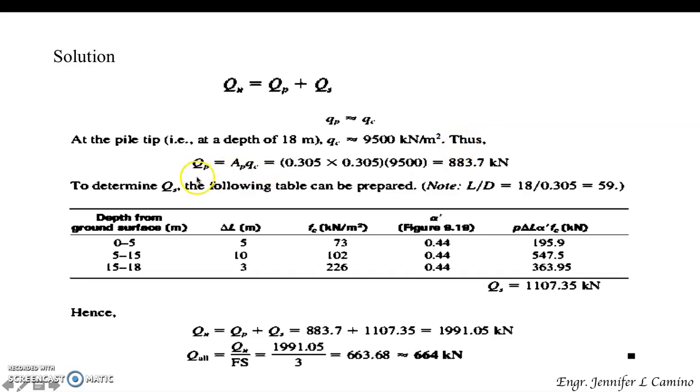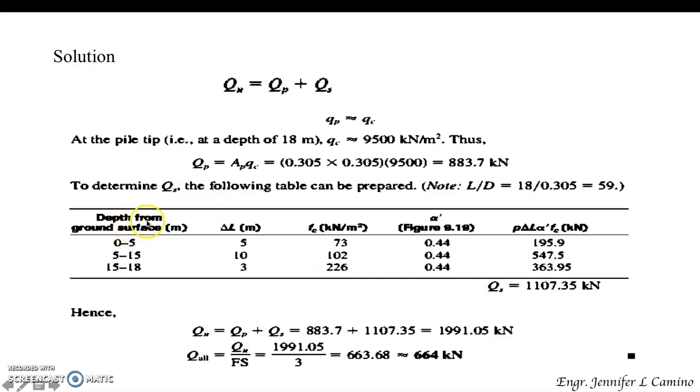So therefore, you can compute now our point bearing capacity equal to this equation. You simply have to substitute the area and our Q sub C. It gives us 883.7 kilonewton. So we're going now to determine our Q sub S. The summation, we have to sum up our Q sub S.